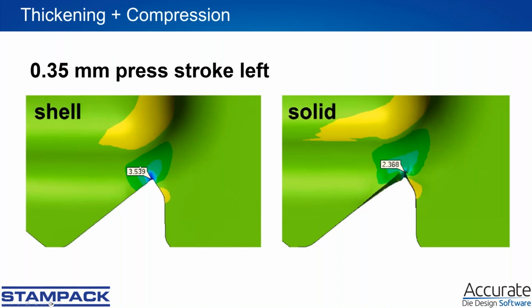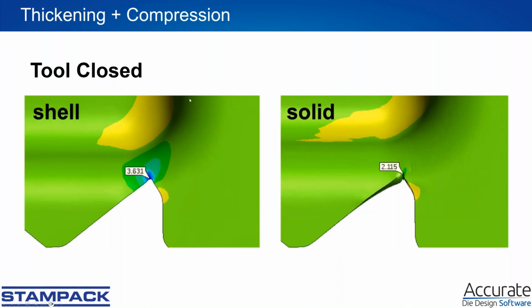The shell cannot really show compression because the contact is not physically well done, whereas the solid simulation compressed very well to 2.36 millimeter, which is the remaining stroke. And then at the very end, when the tool is closed, you see a huge difference between thickness prediction in shell and solid. Shell is here in this case totally wrong, whereas the solid also simulated the compression very well.